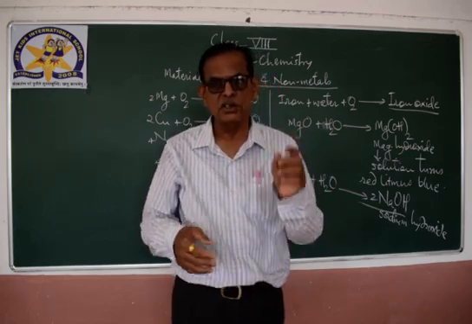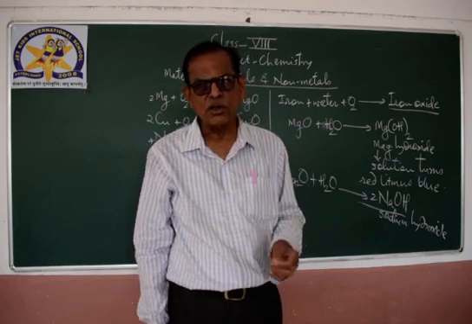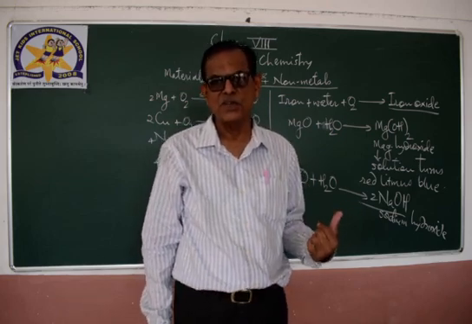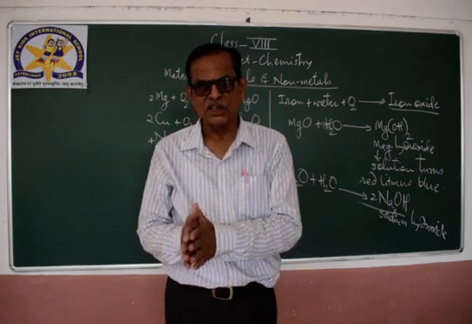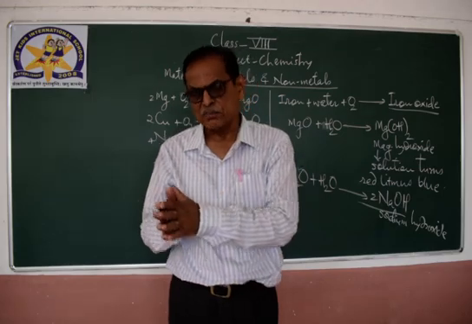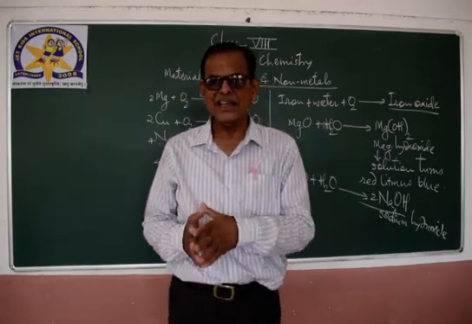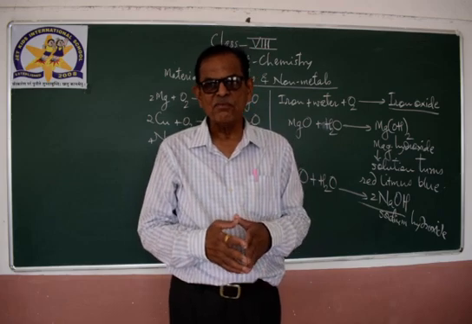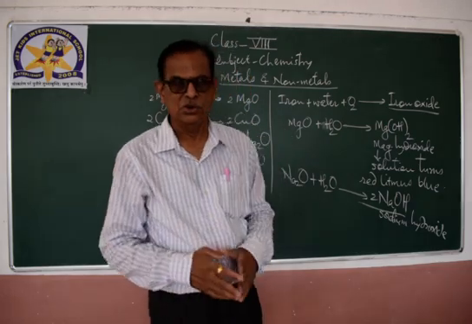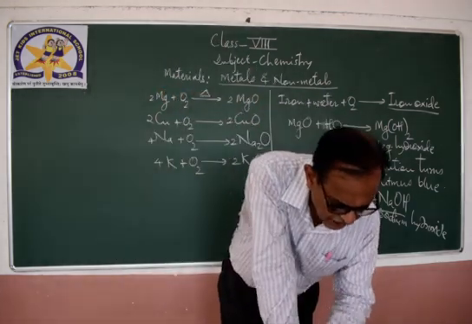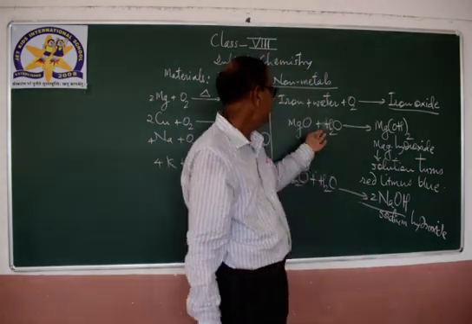So remember, these are the most important points regarding the chemistry. Metallic oxides are basic in nature, which turns the red litmus paper blue, and non-metallic oxides are acidic in nature, which turns the blue litmus paper red. So these are the important points, and we can carry out the experiment.